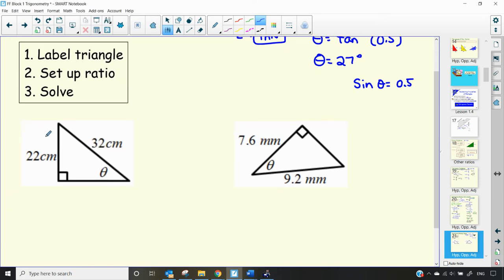All right, so solving for angles, we do the exact same thing. We're going to start by setting up or labeling our triangle, setting up our ratio, and then solving. So we have our angle here.